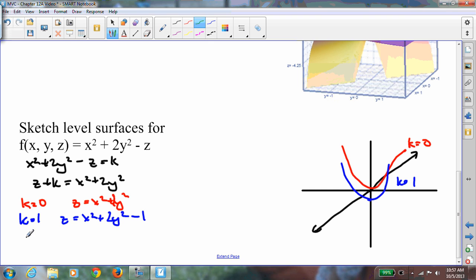And let's say I have k equal a negative number, like k equals negative 3. So that would be z equals x squared plus 2y squared plus 3. And that would be a paraboloid shifted up 3 units. So then the paraboloid would look like this. And you would want to label it k equals negative 3 as a result.